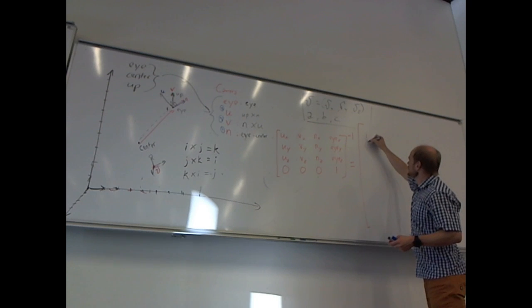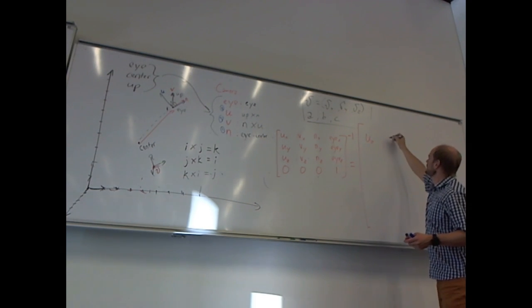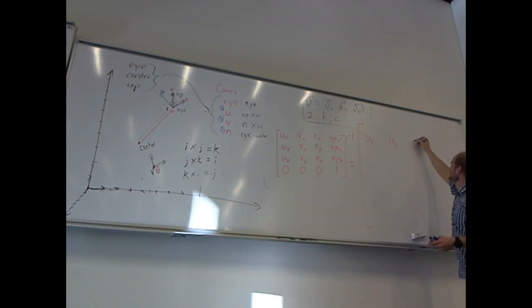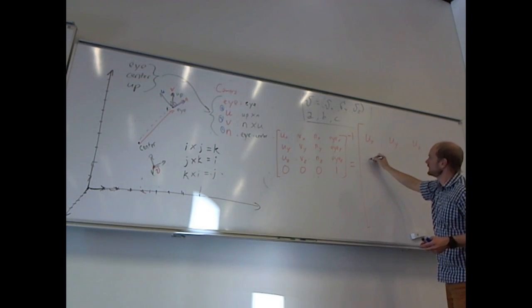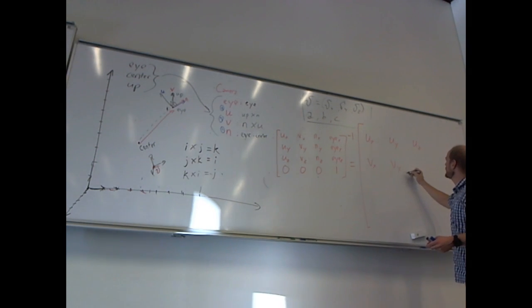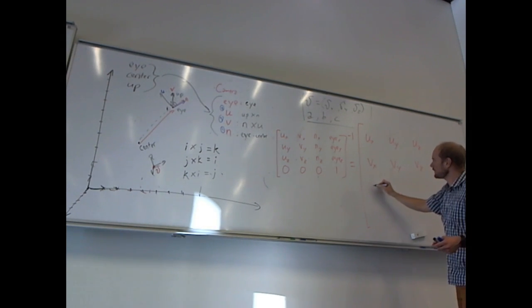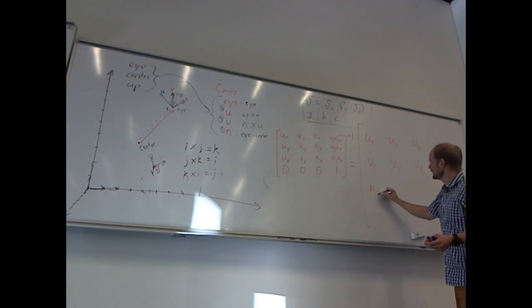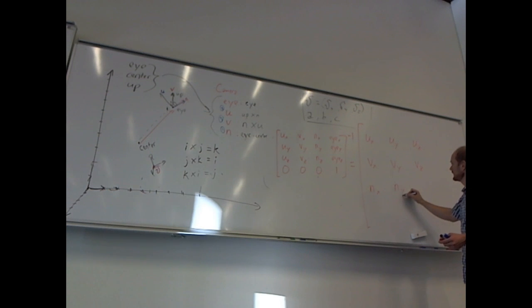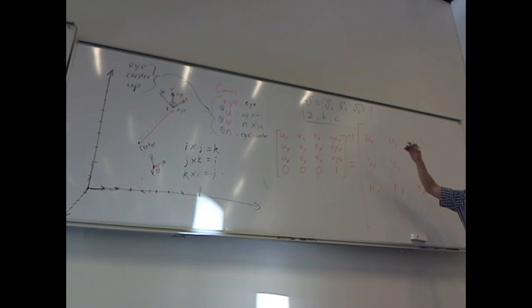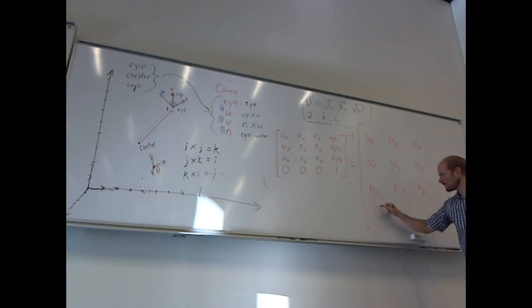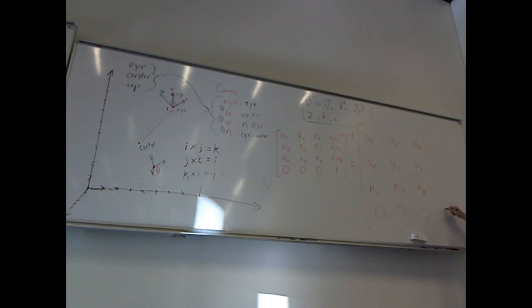What it looks like is this: Ux, Uy, Uz, Vx, Vy, Vz. So this part of the matrix is just transposed. This part of the matrix is unchanged. This is still a linear transformation. So we're not going to get any skewing from this.